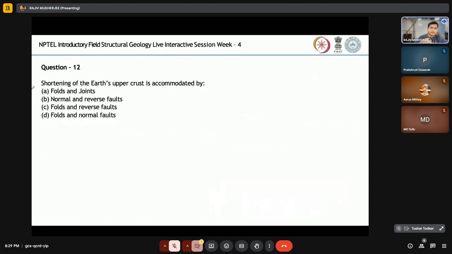So moving on to the next question, question number 12. Shortening of the Earth's upper crust is accommodated by: option A, folds and joints; option B, normal and reverse faults; option C, folds and reverse faults; option D, folds and normal faults. So shortening requires a compressive stress regime, right?